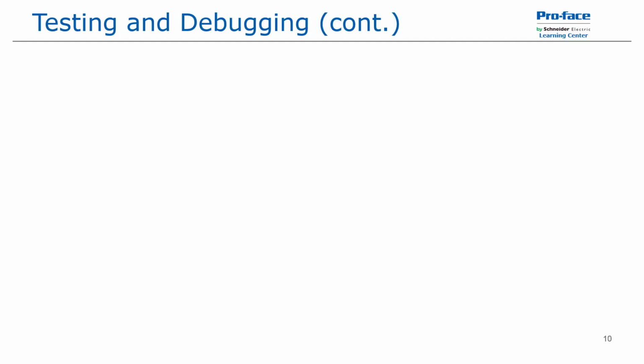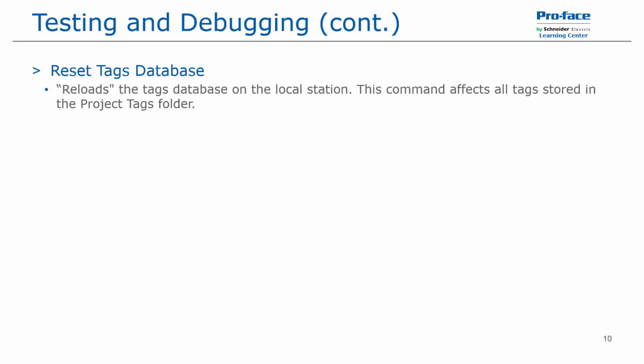The next utility will be the reset tags database. And this reloads the tags database on the local station. This command affects all tags stored in the project tags folder. And what this does is it will either reset the tags to a blank or 0 value, depending on their data type, or to what is called a startup value, which is a tag property that can be configured. So when the reset occurs, it will set it back to this startup value that's been pre-configured. For more information on that, please refer to the tags tutorial video.